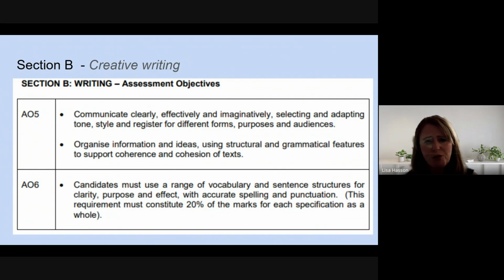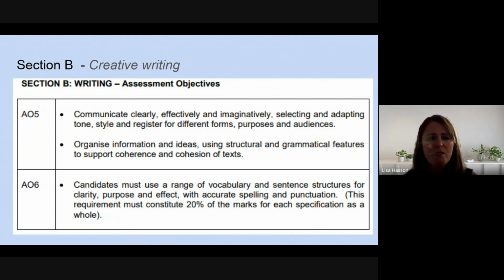In this case, not for a different form, in terms of things like letters and emails that you might have had to do on paper 1, but more in terms of your genre decisions. So, for example, you might write something like a thriller or a horror, and you want to be thinking about how you're going to do that. And you're also going to want to think about your narrative voice as well.